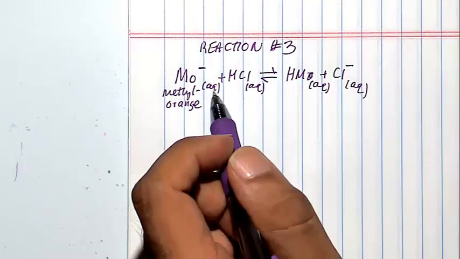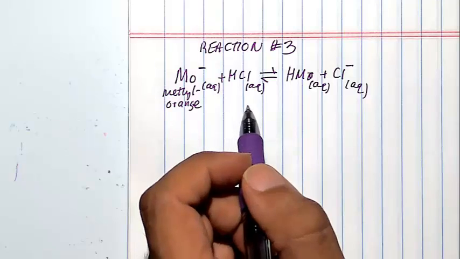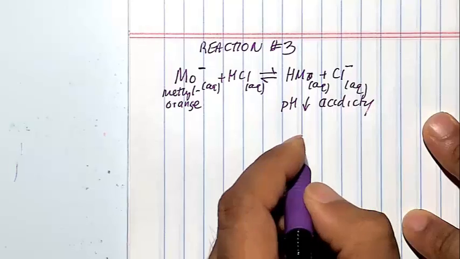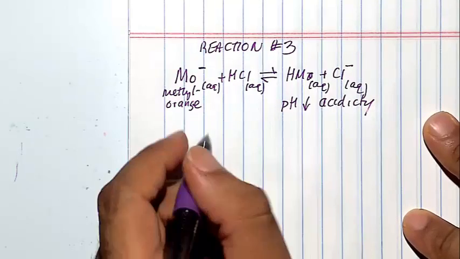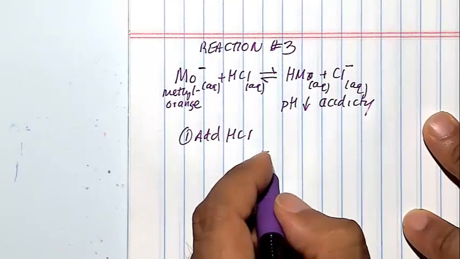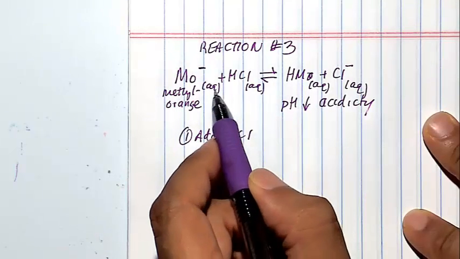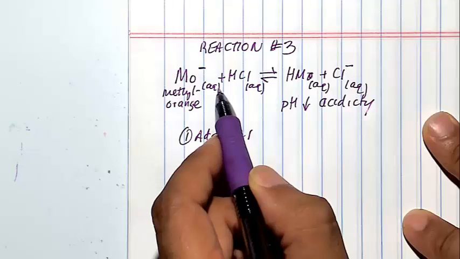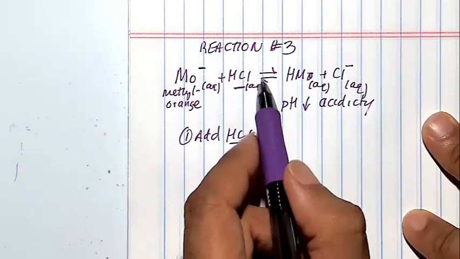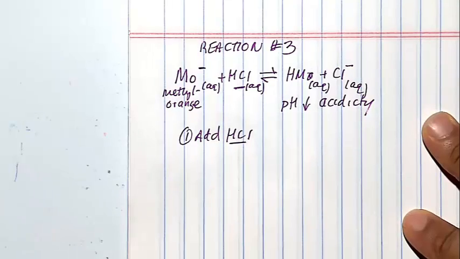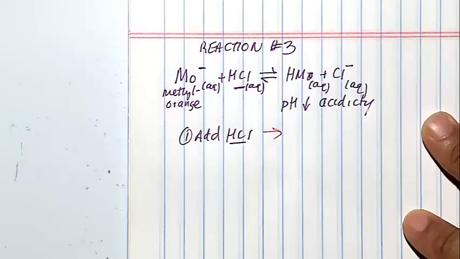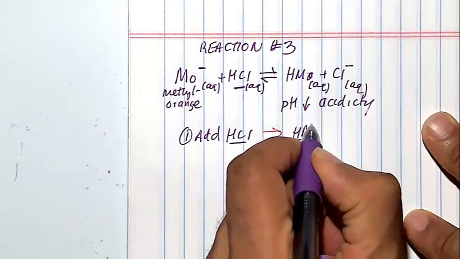And when you take methyl-orange and add some acid to it, the pH goes down and you have acidity, so the solution becomes more acidic. So the addition of strong acid in the form of HCl is going to cause the reaction to shift towards the right side because you're adding more of the reactant. So you're going to shift it more towards the formation of the protonated form of methyl-orange.